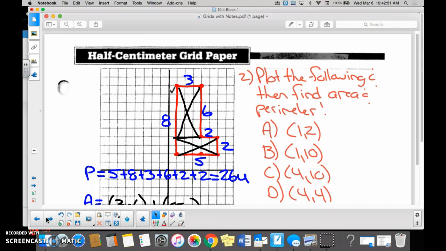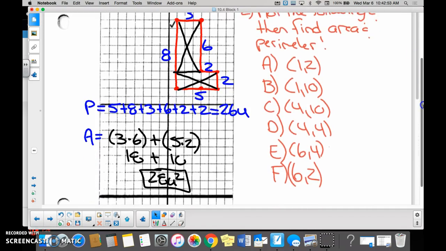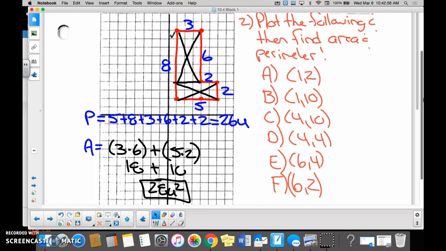Second thing we did is we plotted some points. Again, we did some chunking to find area. You guys had to come up with your own dimensions by just counting the boxes, right? Okay, and then perimeter, I gave you none of the dimensions, you just counted. So you got 8, you got 6, you got 3, you got 2, and so on and so forth, right?